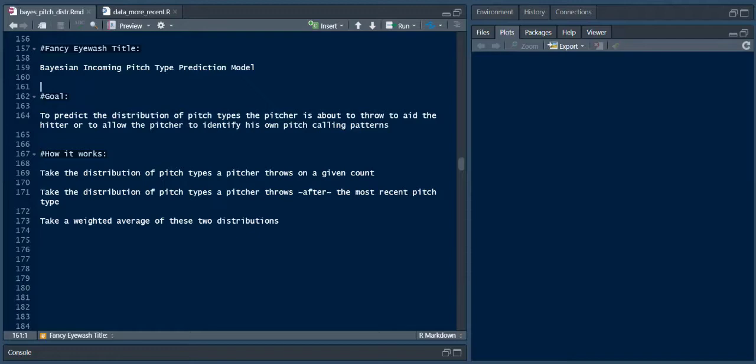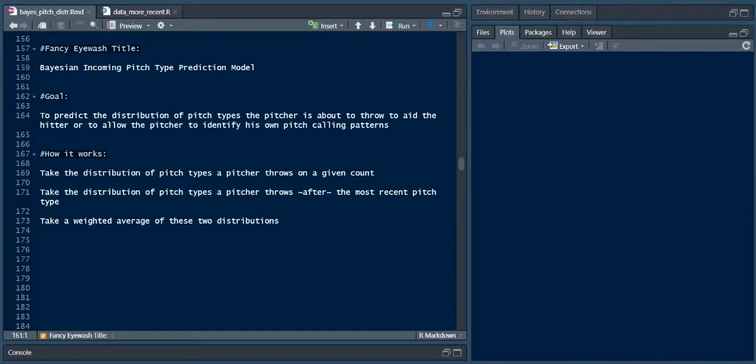How it works is I took the distribution of pitch types that the pitcher throws in the given count. If it's a 3-2 pitch, on all 3-2 pitches, we look at the distribution of pitch types that this pitcher throws. And then we also look at the distribution of pitch types that a pitcher throws after the most recent pitch type. So if it's 3-1, the pitcher throws a fastball down the middle for a strike. Now it's 3-2.